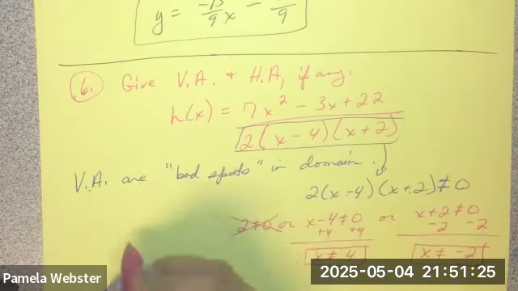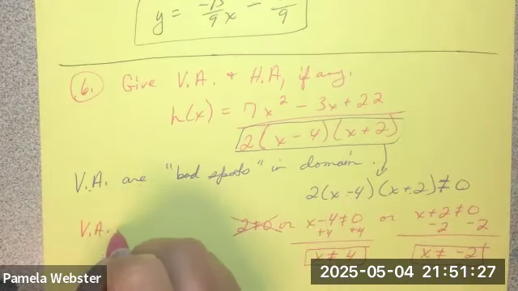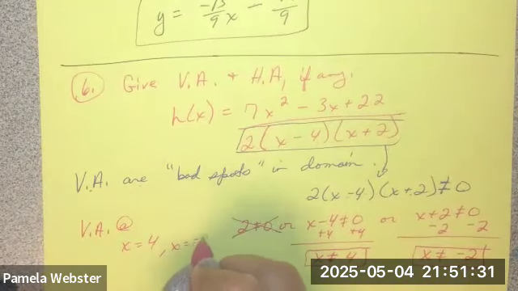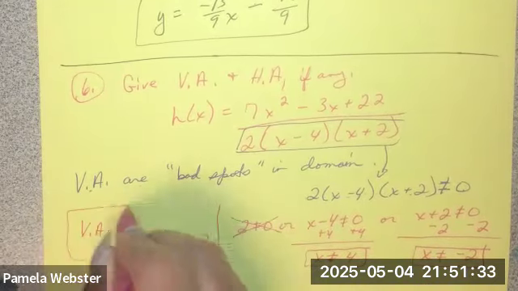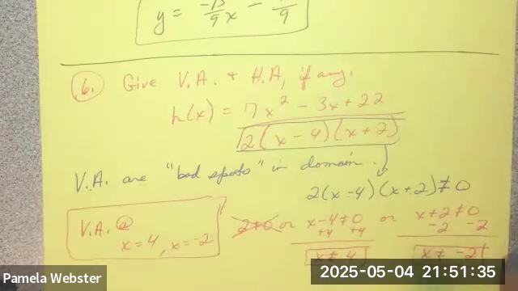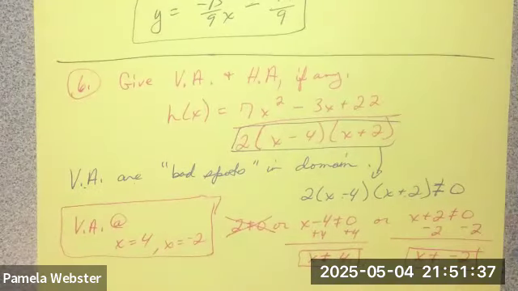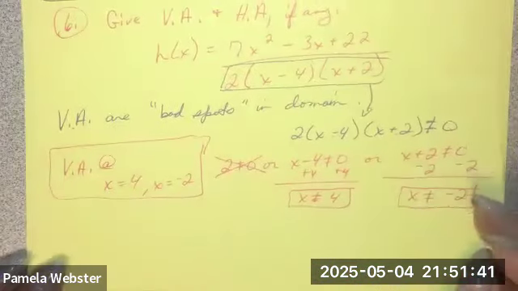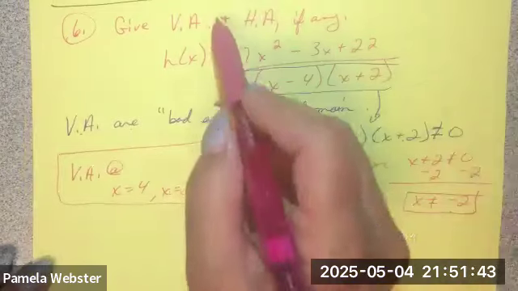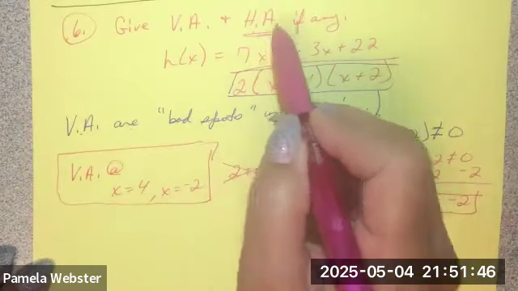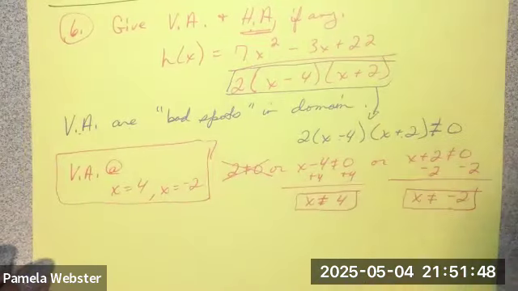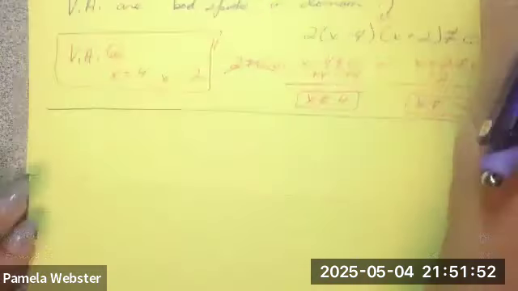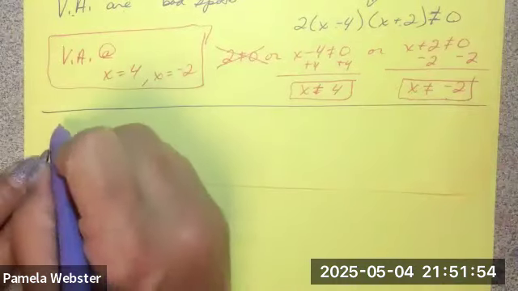Those are my vertical asymptotes. Vertical asymptote at X equals 4, X equals negative 2. And yes, you need to write these as equations because they are vertical lines. Okay. All right, so that's the vertical asymptotes. The second part is the horizontal asymptotes. So let me run through. There are 3 rules for horizontal, if you'll remember. And then we'll come back and look at this particular problem.